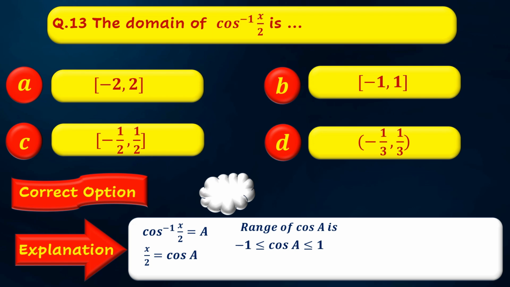Now we replace the value of cos of a, and we get x by 2 is greater or equal to minus 1 and less or equal to 1. Here cos of a has been replaced by x by 2. We multiply this expression by 2, and we get x greater or equal to minus 2 and less or equal to 2. Therefore, the domain of cos inverse x by 2 is the closed interval from minus 2 to plus 2. Therefore, correct option is option A.